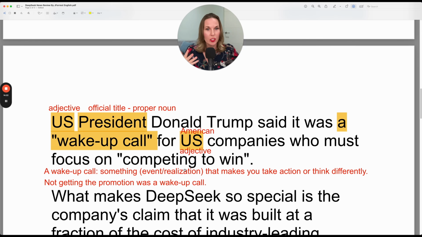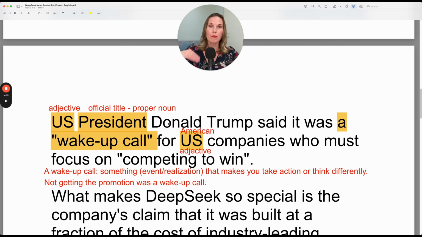So a realization that makes you either take action or just think differently. For example, not getting the promotion was a wake-up call. That event made you realize that you need to do something different. You need to improve your skills. You need to work on certain areas. You need to take action or think differently. So not getting the promotion was a wake-up call.